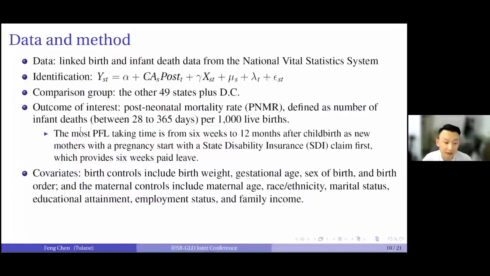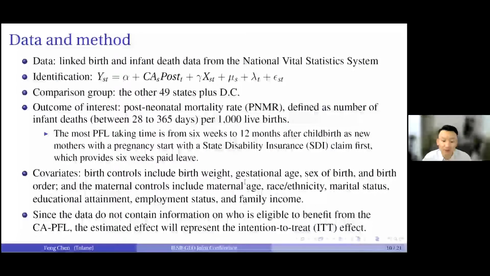The covariates include birth controls and maternal controls. Birth controls include birth weight, gestational age, sex, and birth order, and maternal controls include maternal age, race, ethnicity, marital status, educational attainment, employment status, and family income. Since this data does not contain information on who is eligible to benefit from this program, the estimated effect will represent the intention to treat.